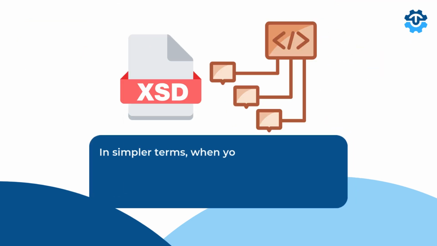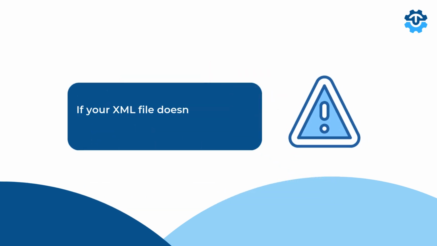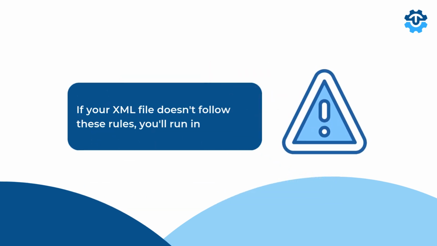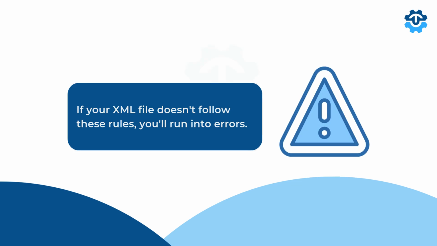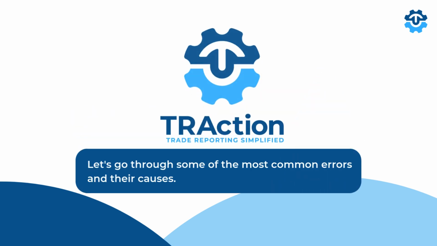In simpler terms, when you create an EMIR XML file, it gets checked against a specific set of formatting and data rules outlined in the XSD file. If your XML file doesn't follow these rules, you'll run into errors. Let's go through some of the most common errors and their causes.